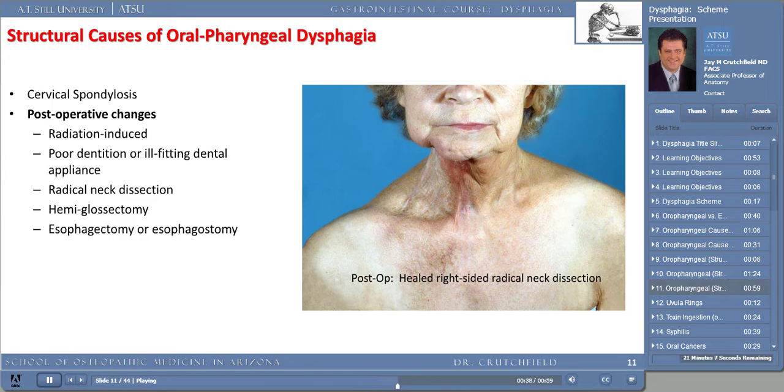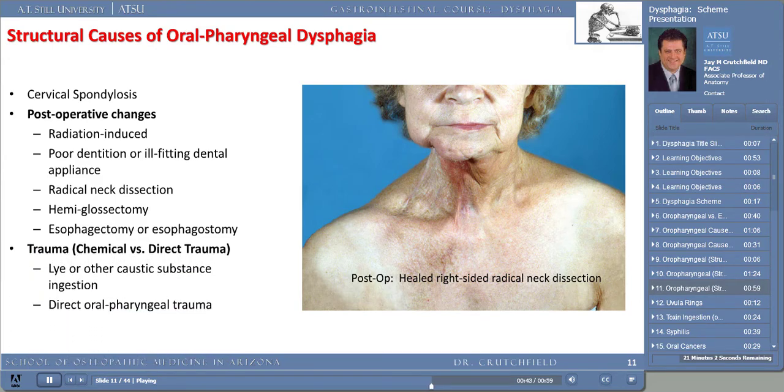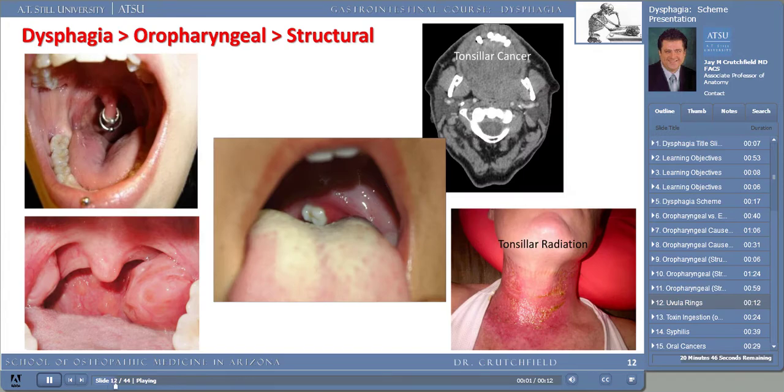Direct trauma, such as being stabbed in the neck, can cause dysphagia. That seems inherently obvious. Or patients who drink lye or acid burns. These are caustic injuries, and these too can cause oropharyngeal dysphagia by causing strictures of the upper airway and the proximal esophagus as well as the oropharynx. This picture speaks for itself. This is an obvious example of a structural interface causing structural oropharyngeal dysphagia.